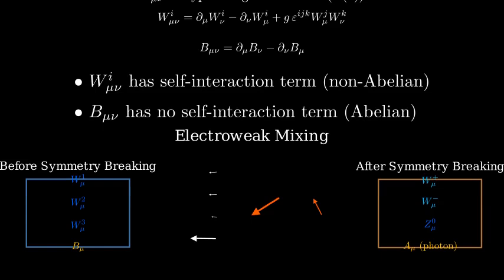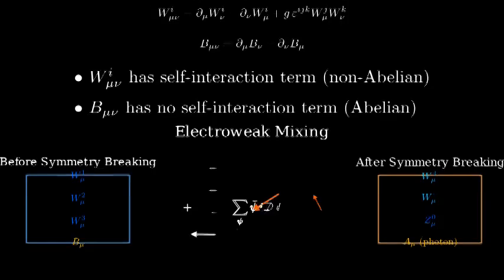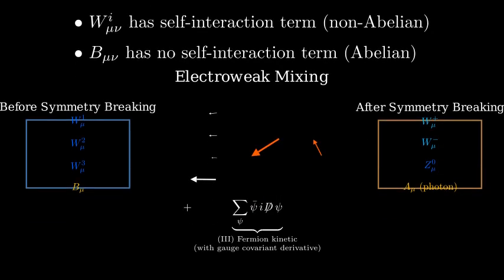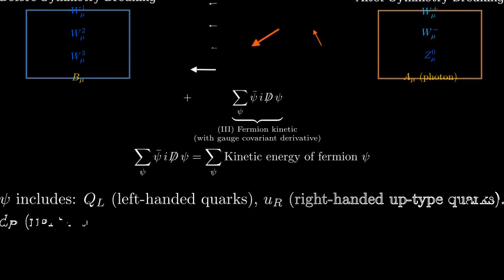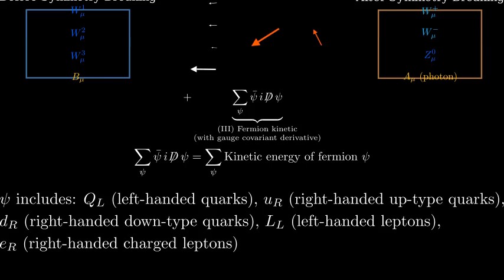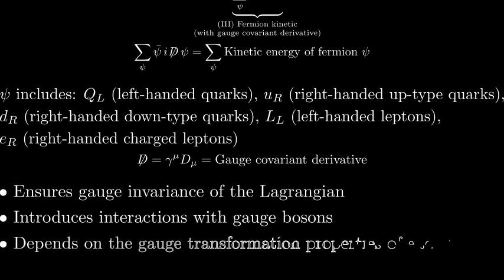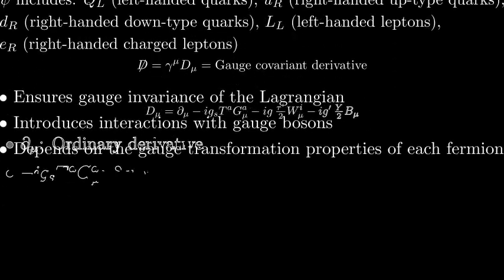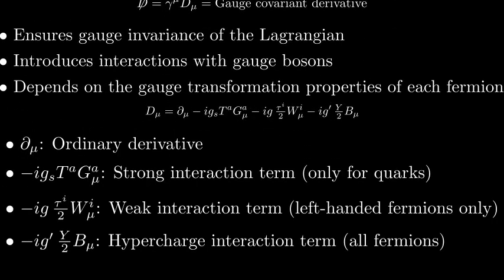The third term in our Lagrangian is the fermion kinetic term. It describes the free propagation of fermions and their interactions with the gauge bosons. The sum is over all fermion fields, quarks and leptons, both left and right-handed. The key element here is the covariant derivative, which ensures gauge invariance and introduces interactions with the gauge fields. When expanded, the covariant derivative includes terms for each of the 3 gauge interactions: strong, weak, and hypercharge.